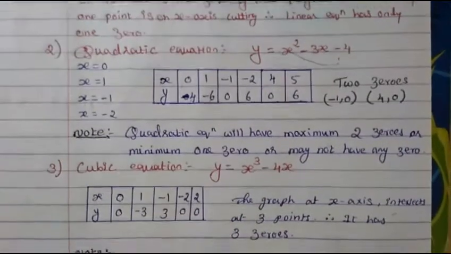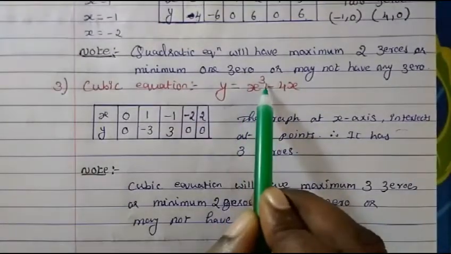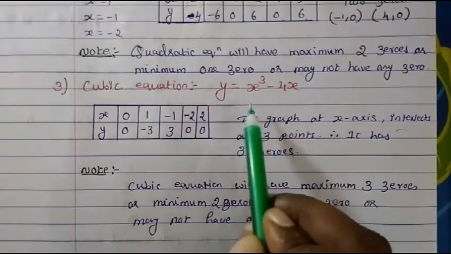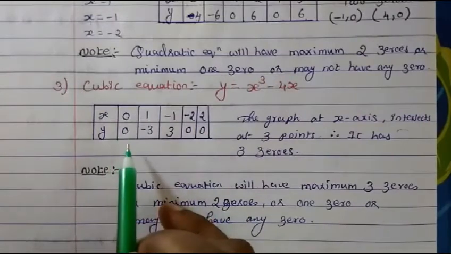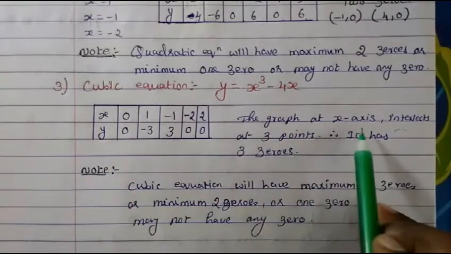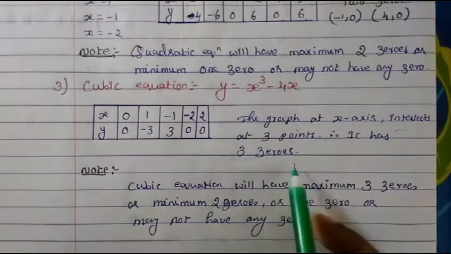So in the same way now the cubic equation also. Cubic equation is here because the highest power is 3. So here also in the same way, you give an x value or y value, anything you give, and then get these coordinates for x and y. So when you prepare the graph, you will see the graph intersects the x-axis at 3 points. Therefore, it has 3 zeros.